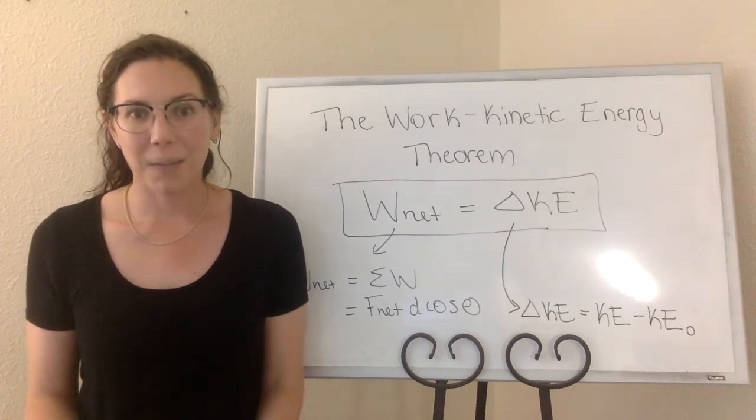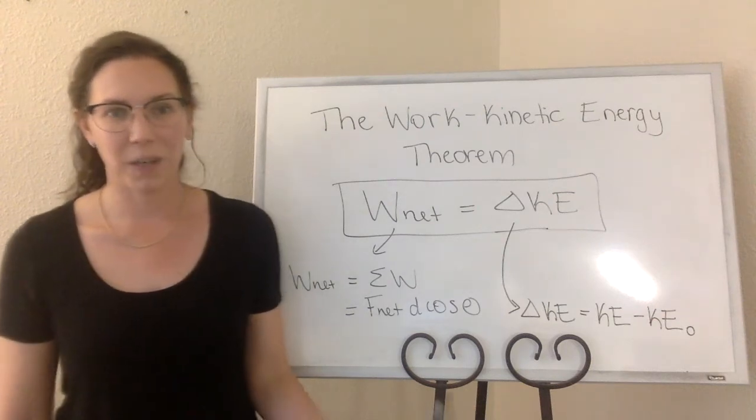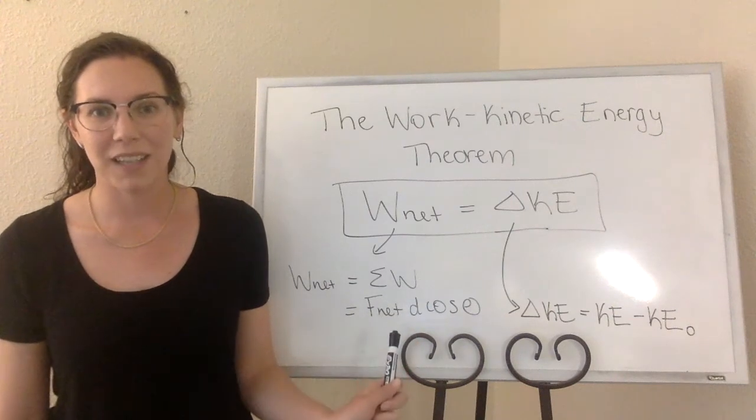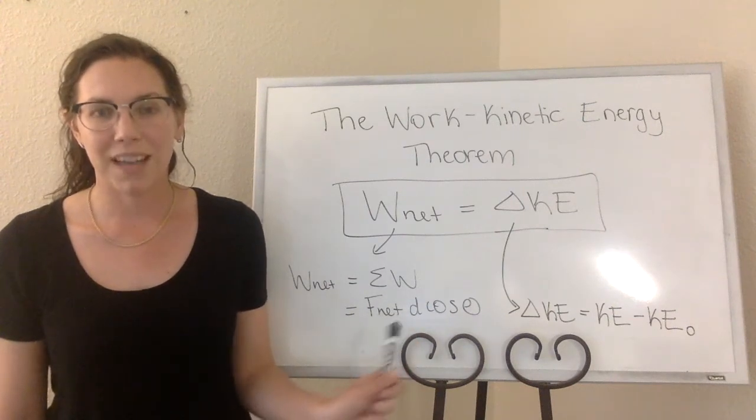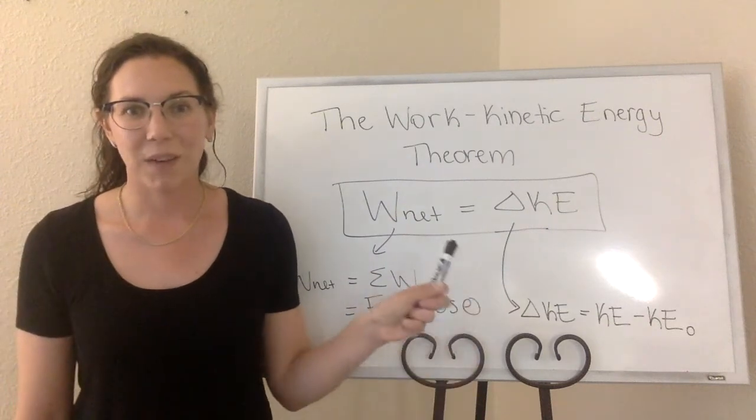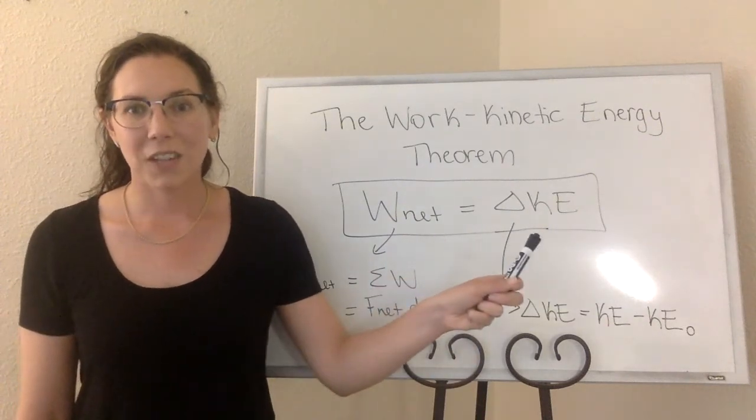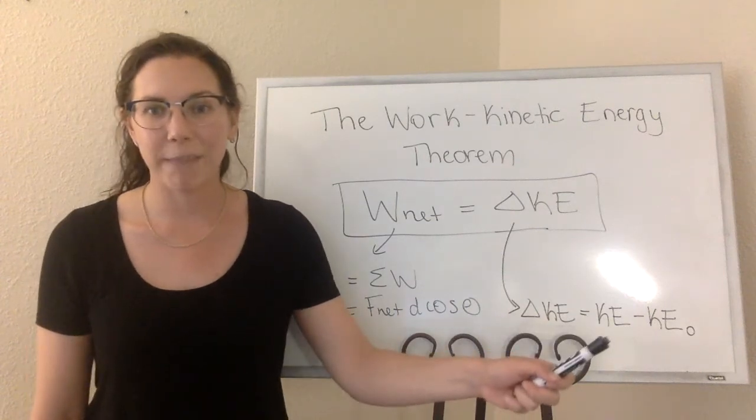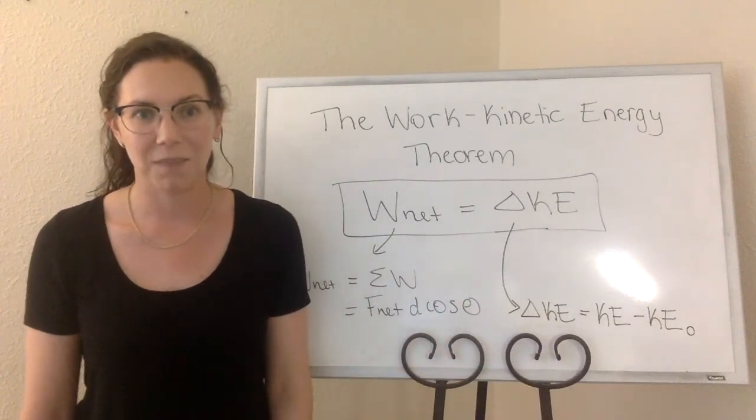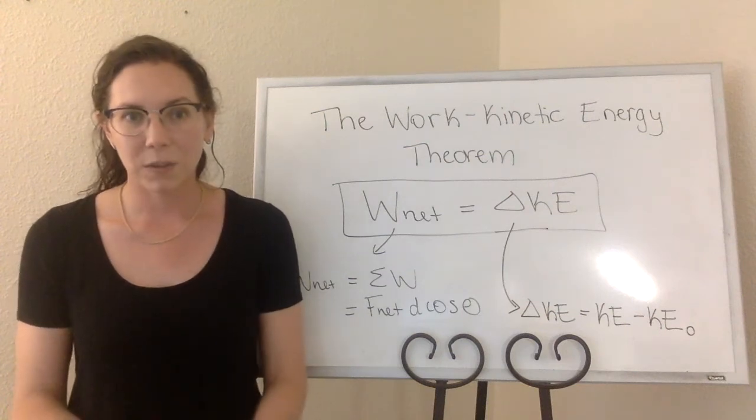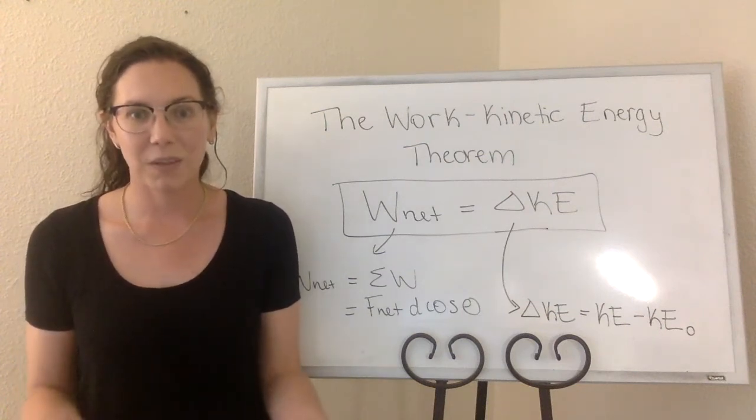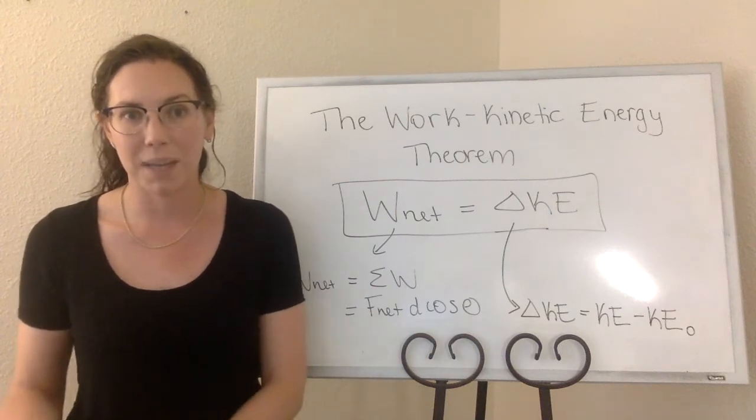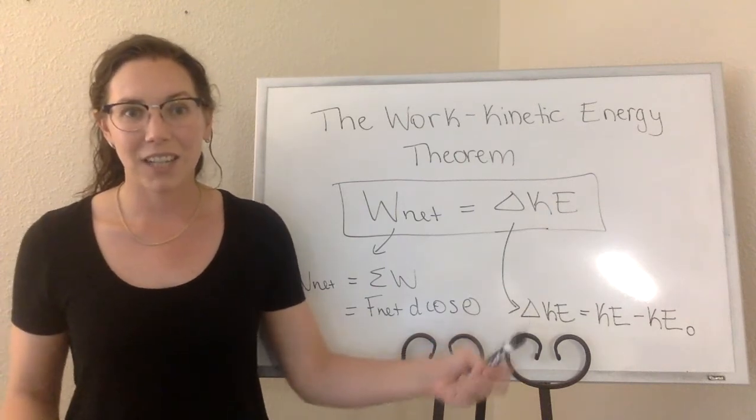And remember that we have two ways of calculating net work, so we can either use the sum of all the works done by the individual objects, or the net force and use F net d cos theta to find the net work. Then the change in kinetic energy is equal to delta Ke, which is Ke final minus Ke initial. And this is a really useful theorem because it provides a direct link between the net force acting on the object, so the dynamics, and its change in speed.